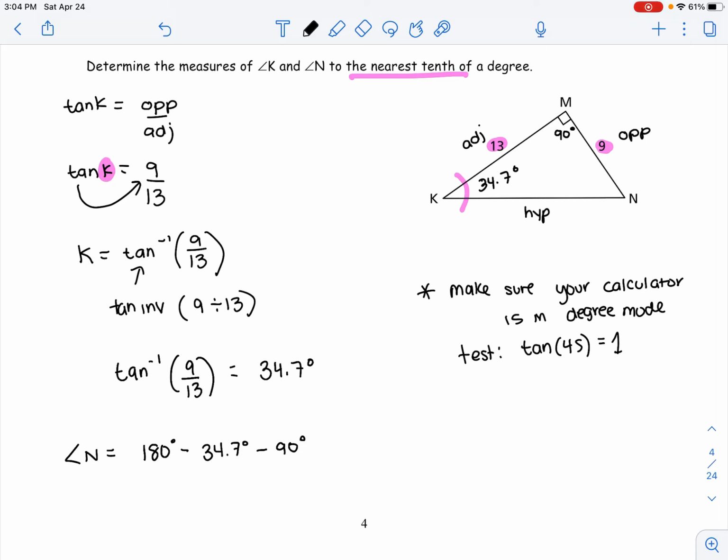You're going to subtract the 34.7 from it, and you're going to subtract the 90-degree angle, and that will give us the missing piece, which is angle N. So in your calculator, you're taking 180 minus 34.7 minus 90, and you should get, to the nearest tenth, 55.3 degrees. So those are your answers.